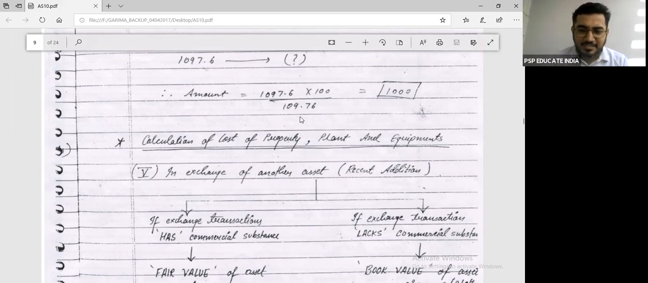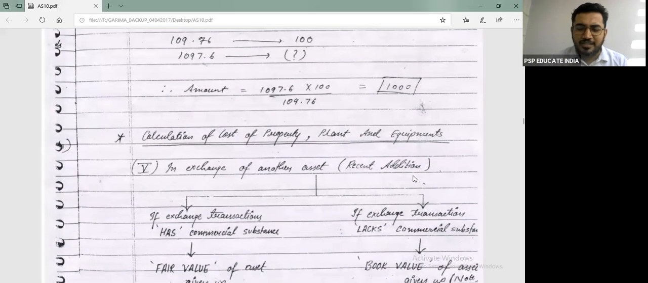Now this is interesting, this is a new concept, and you can see over here, this is a recent addition to the accounting standard 10. So this was not there earlier. It's a completely new and a different concept. So please pay attention.